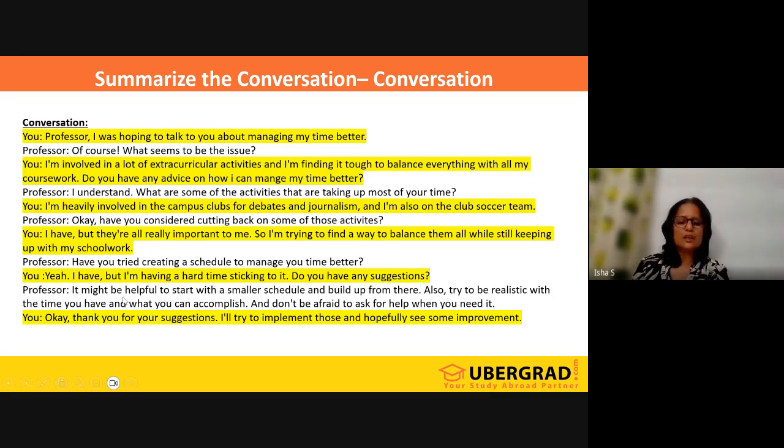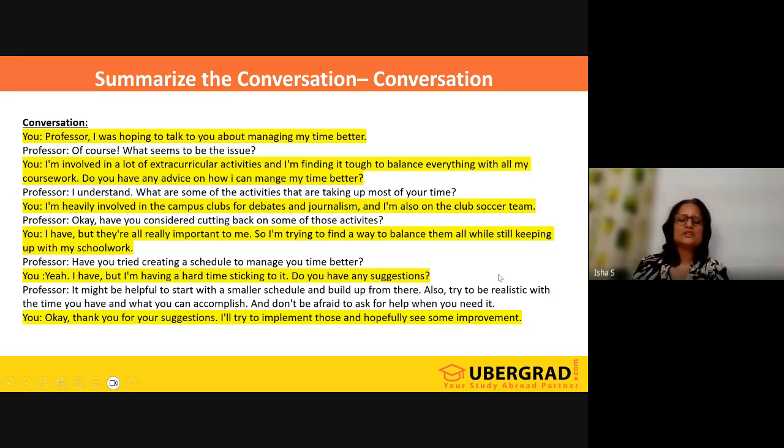Professor: It might be helpful to start with a smaller schedule and build up from there. Also try to be realistic with the time you have and what you can accomplish. And don't be afraid to ask for help when you need it. You: Thank you for your suggestions. I will try to implement those and hopefully see some improvement.